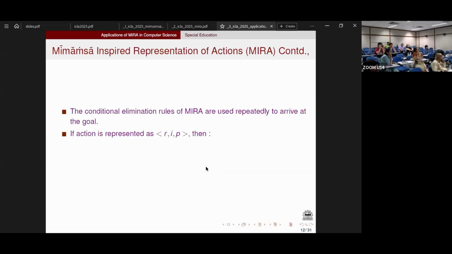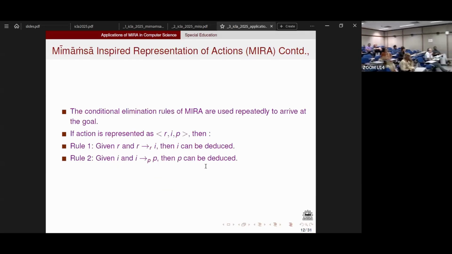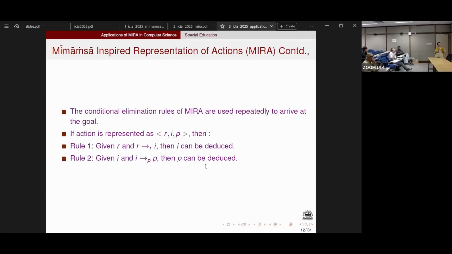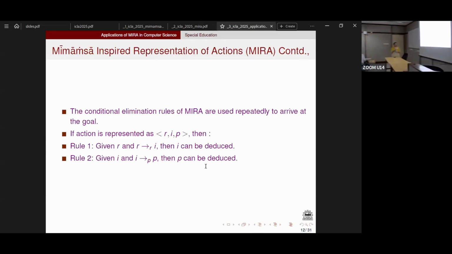So for that case, we built a tool, and it relies on the deduction rules of conditional elimination, where we have used RIP. R stands for the reason, I for the instruction, and P for the goal. So this is how we apply it. Given the reason R and R implies I, then I can be deduced using conditional elimination. And again with I, the result of rule 1, apply I implies P, then the purpose can be deduced. So this runs throughout the loop until they get the final result.